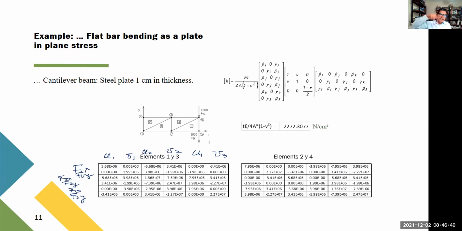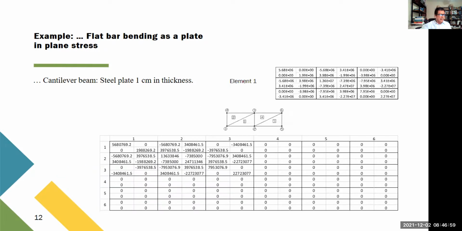So we discretized the structure, and finally we have found the stiffness matrix for every element. We assume continuity and consistency in order to produce the global stiffness matrix. As we said before, these are the forces in joints 1, 2, etc. These are the displacements in joints 1, 2, etc. And this is element 1, relating joints 1, 2, and 3.